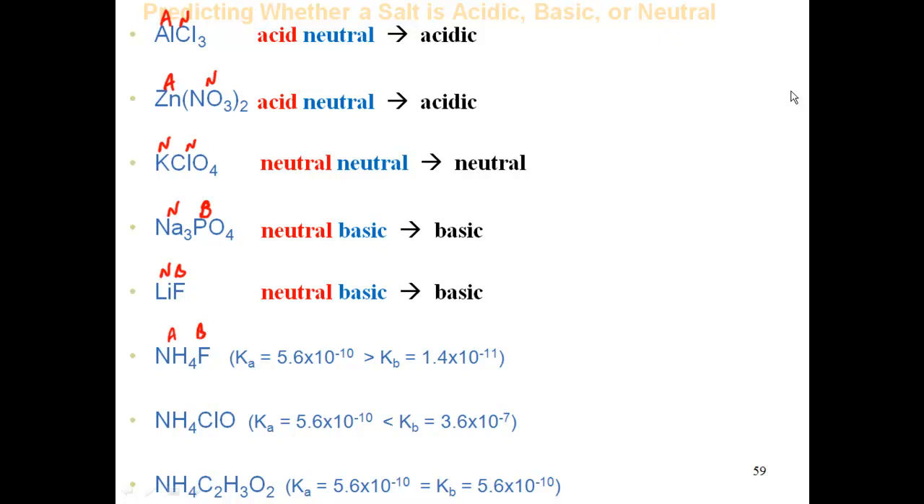So what's going to dictate which one wins this battle? Which one's going to contribute more, more hydronium or more hydroxide? Well, we have to look at the Ka and Kb. So we have 5.6 times 10 to the minus 10 versus 1.4 times 10 to the minus 11. Which one's larger? The Ka is larger. Since the Ka is larger, that means it's ionizing more, which means it's producing more hydronium than OH minus, therefore it's going to be more acidic.